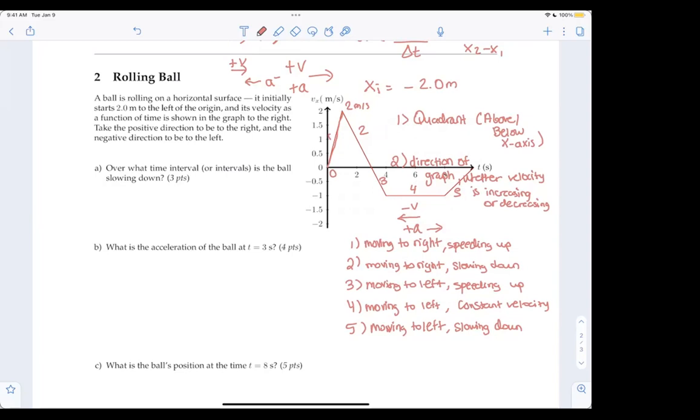And then my total time was from 1 second to 3 seconds. So that's 3 seconds minus 1 second. So that's 2, right? So I'm looking for the acceleration over that time interval.